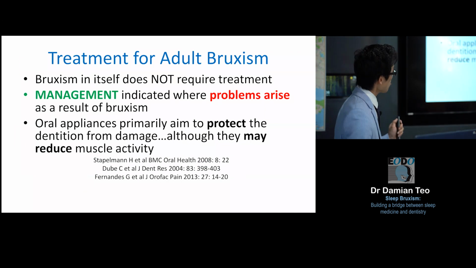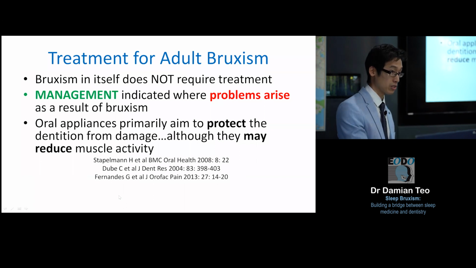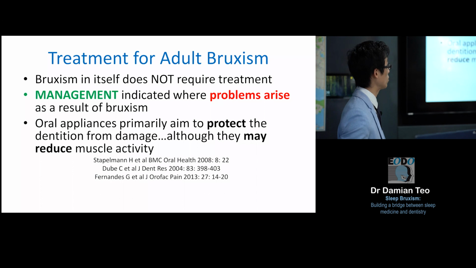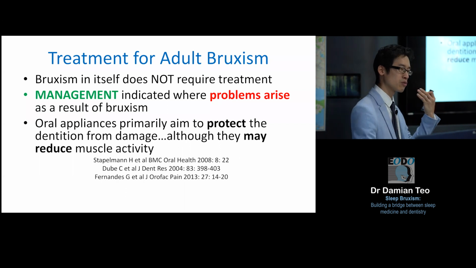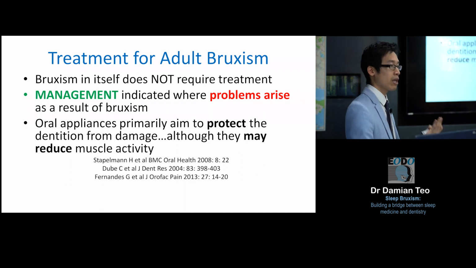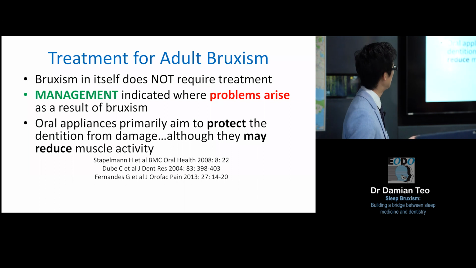So we're looking at treatment for adults. Bruxism in itself does not require treatment, as I said, and it's normally management, not treating. We can't eliminate bruxism, we can only manage and control it, only when there's problems arising. And the main function of an oral appliance or splint is to protect the dentition from damage, and it may reduce muscle activity, and we can also use mandibular advancement splints for sleep apnea management.